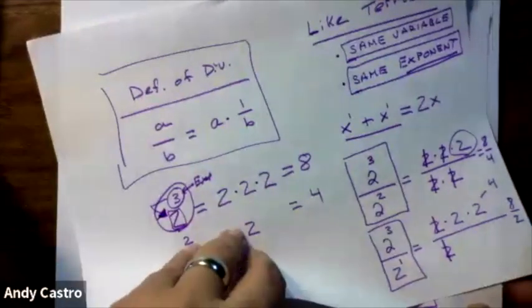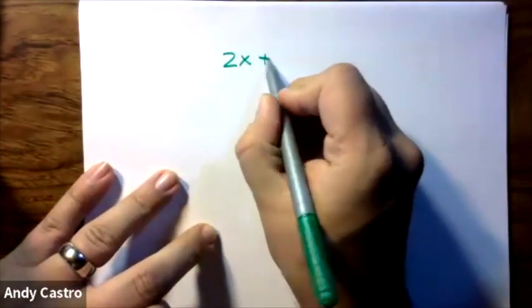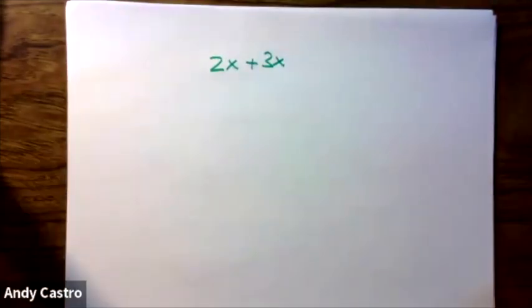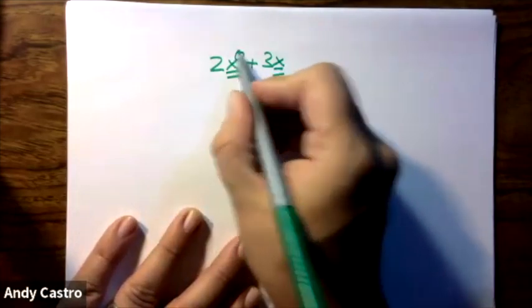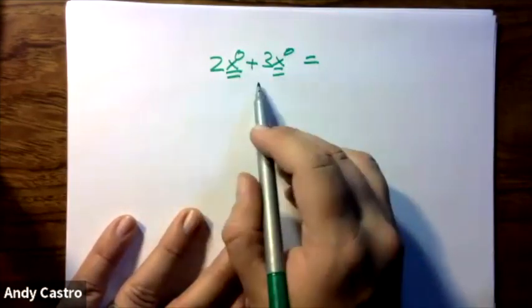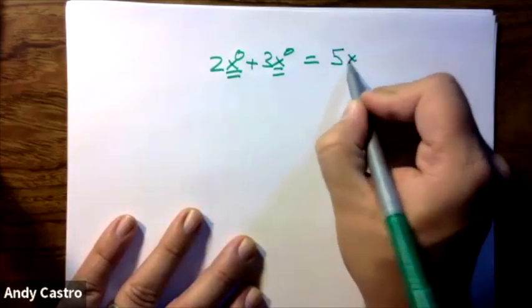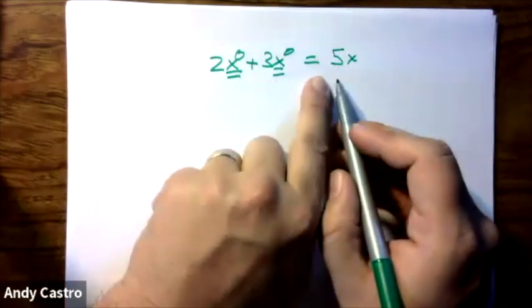We are dealing with like terms, same variable, same exponent. I want you to answer. You can message me or just answer for yourself. But let's look at this. 2x plus 3x. Are those like terms? Yes or no? What do you guys think? Okay, correct. These are like terms. Same variable, same exponent. All right, so we can combine them. The 2 plus 3 gives me 5. So 2x plus 3x is 5x.